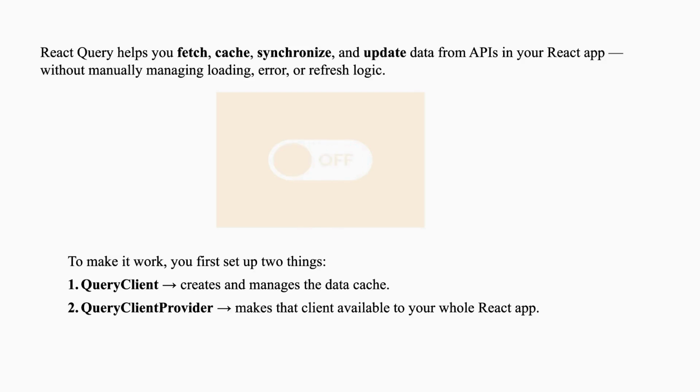So what this actually means is that I showed you previously how I used useQuery to make a cache and fetch an API call. But to make it actually work, we need to first wrap our whole application in QueryClientProvider. Once after that, we will be passing an instance called query client. This query client will create and manage the data caching. So only if these two things are set up can we do all this, like fetching, caching, and synchronizing data. And we don't want to do anything manually like loading, error, or refresh logic.